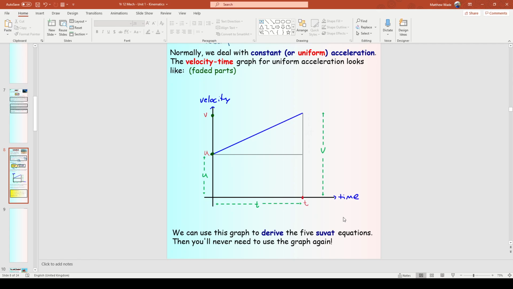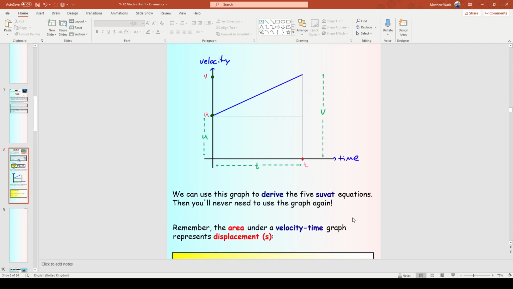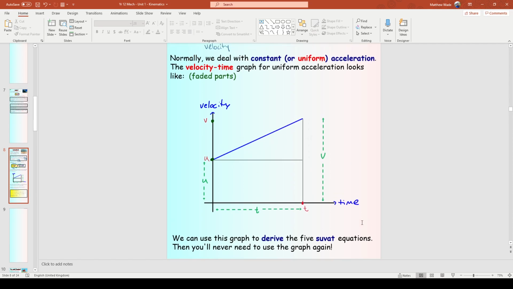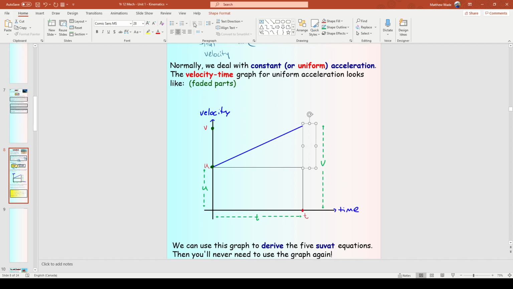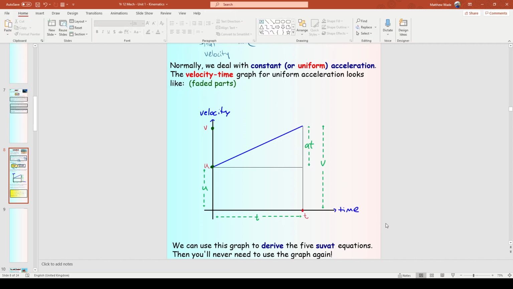Now, here's the thing. If I'm going to make you guys do a whole bunch of distances on this thing, here's what we're going to have to look at. I know how tall this is. I know how wide this is. So the area of this box is going to be ut, right? Definitely. Now, if I wanted to do the upper one, it's not quite clear, but I'm going to show you something, and I'm just going to see if you can spot it. This here, buddies, is actually at, that height.